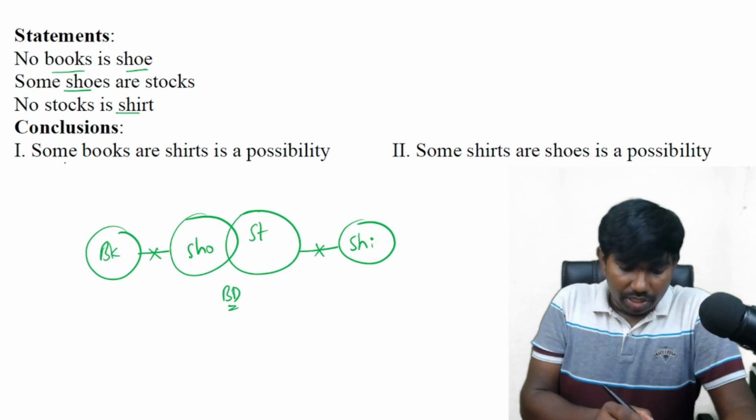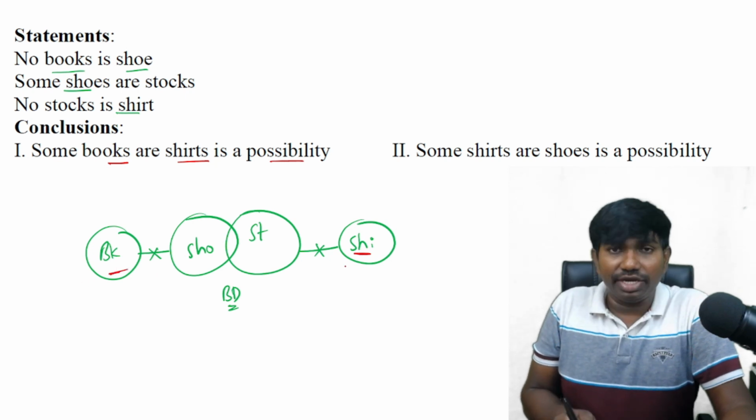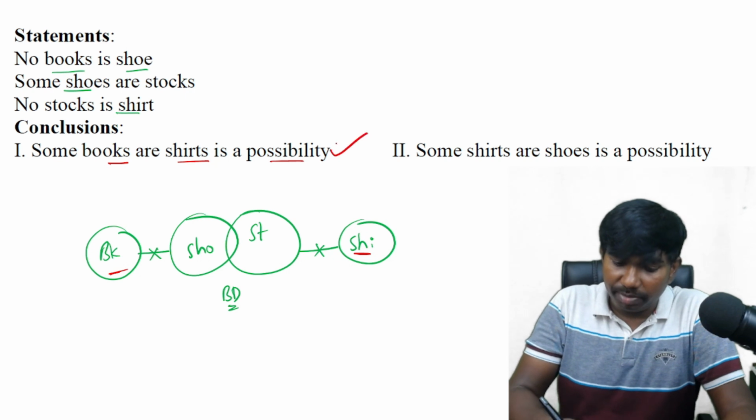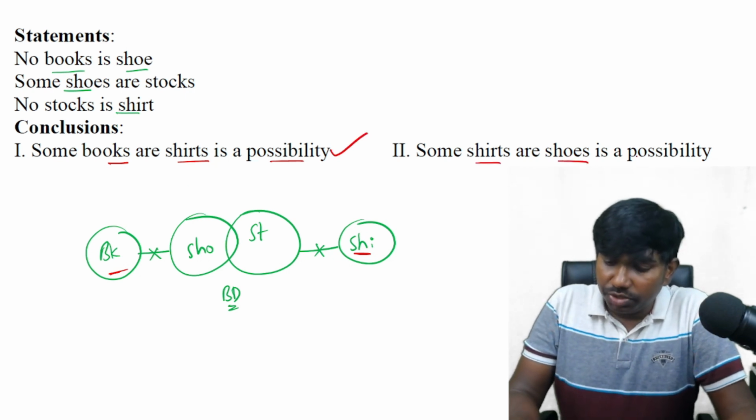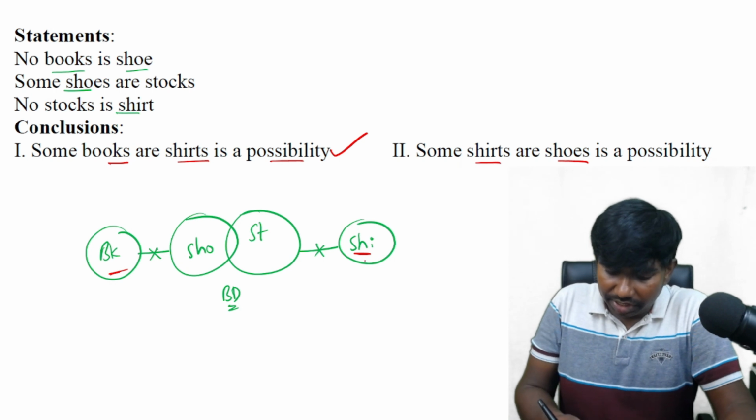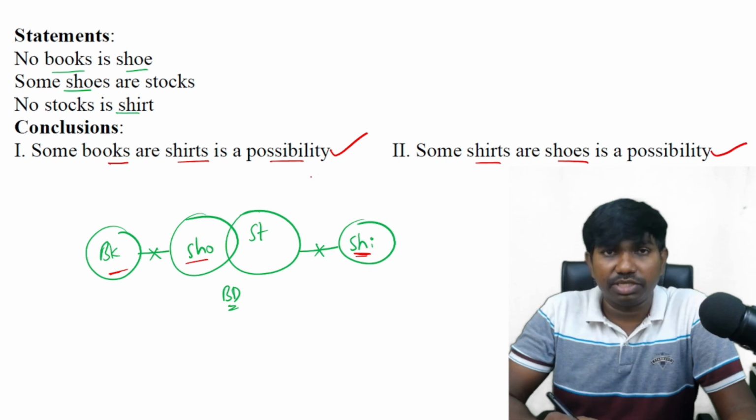Verify conclusions. Some books are shirts is a possibility. If book and shirt intersect, there is no disturbance in the statements, which means it is a possibility. Next, some shirts are shoes is a possibility. Shirt is here and shoe is here. Can they intersect? Yes, they can intersect. That means it is a possibility.